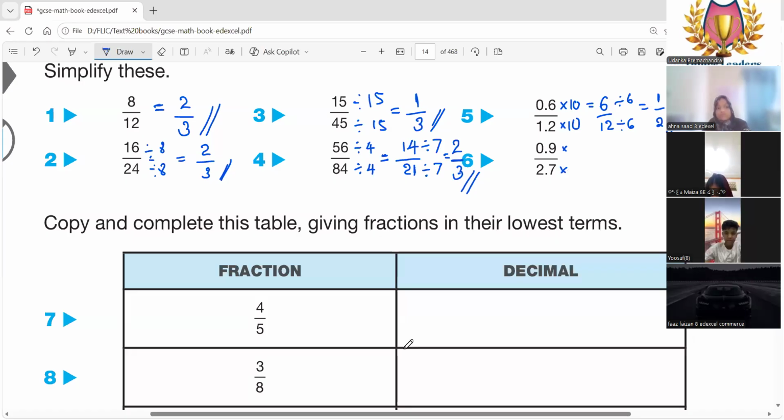0.9 over 2.7. Here also you can multiply both by 10. So it's 9 over 27. When you divide both by 9, how many 9s in 9? It's 1. How many 9s in 27? It's 3. It's 1 over 3. Okay, no? Yusuf? No issue, no? Yes. Go through.